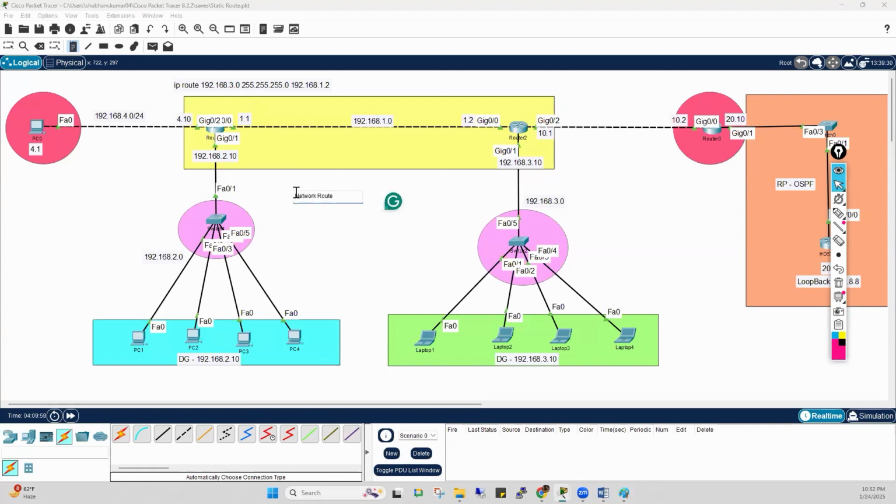Network route. Clear? But again, if I ask you that I want this PC number one to only ping this laptop, and PC number one cannot ping these others, in this case you need to configure a host route. But how? See, very simple.